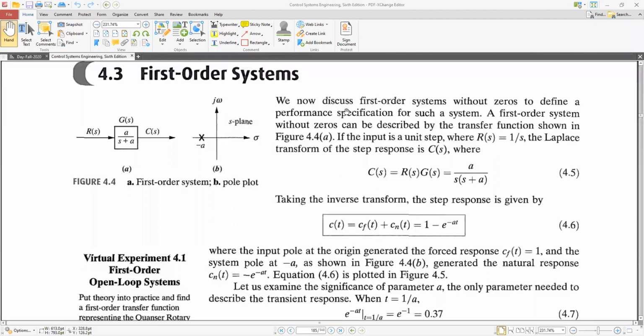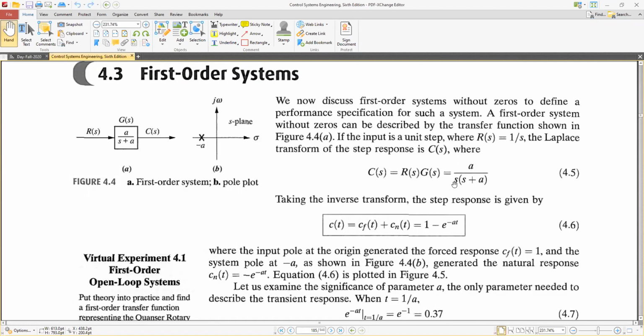First order system. We now discuss first order systems without zeros to define a performance specification for such a system. A first order system without zeros can be described by the transfer function as shown in figure 4.4a. If the input is a unit step, that means Rs is equal to 1 by S. The Laplace transform of the step response is Cs. So Cs is equal to Rs into Gs, definitely.